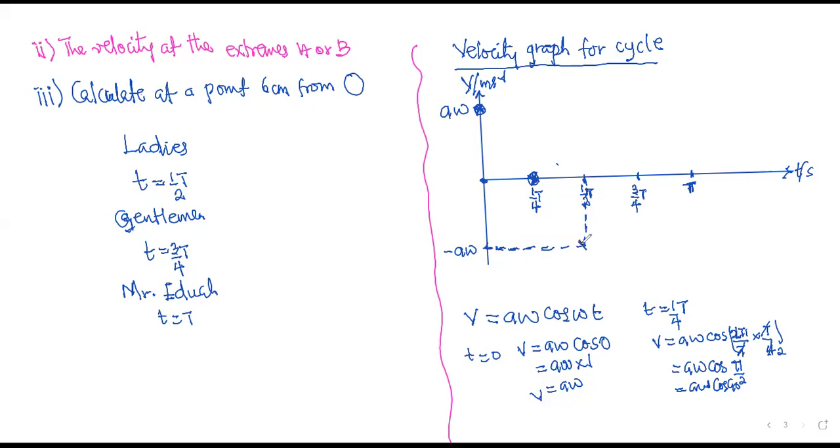So this is the point. Gentlemen, T is equal to 3/4 of the period. What is the displacement? Velocity. The place is 0. Okay, so 0.